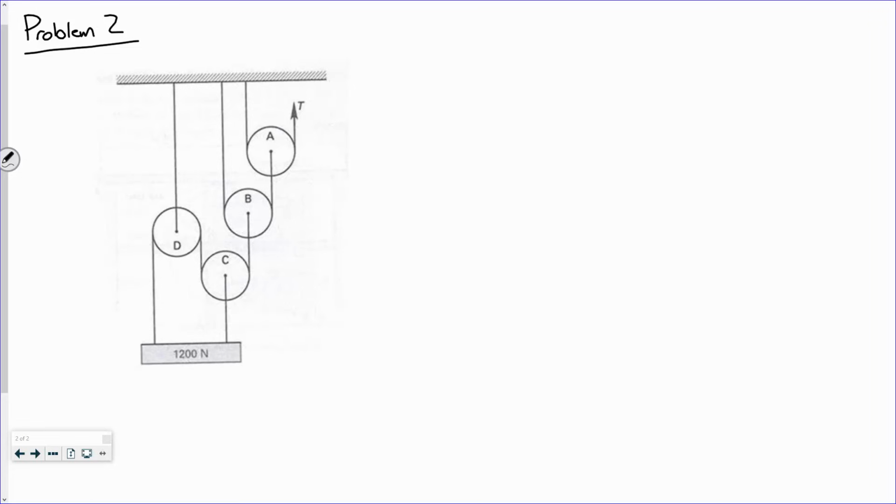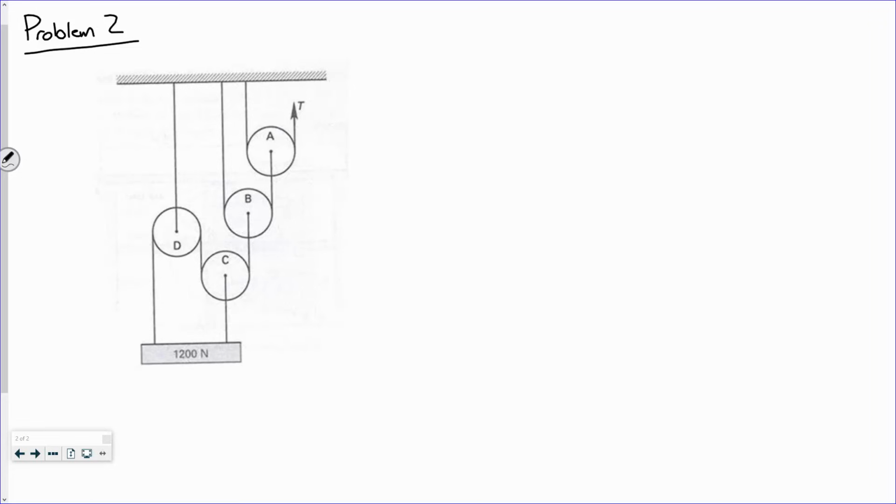Problem 2. Okay. All right. So what we've got is a pretty classic FE style problem on the static section, and this is a pulley problem. And really what my advice is on problems like this is to just take each pulley one at a time and do a free body diagram of those pulleys. And once you do that, I think you'll see that this is not a very difficult problem.